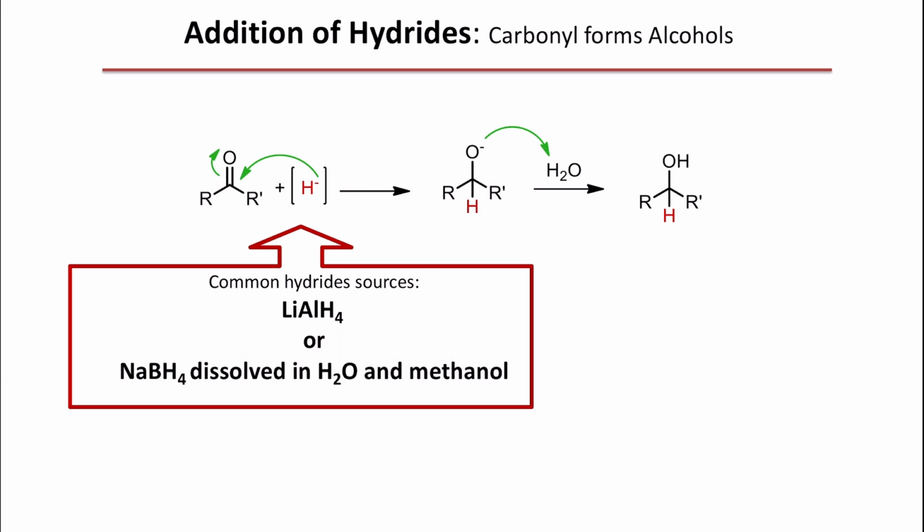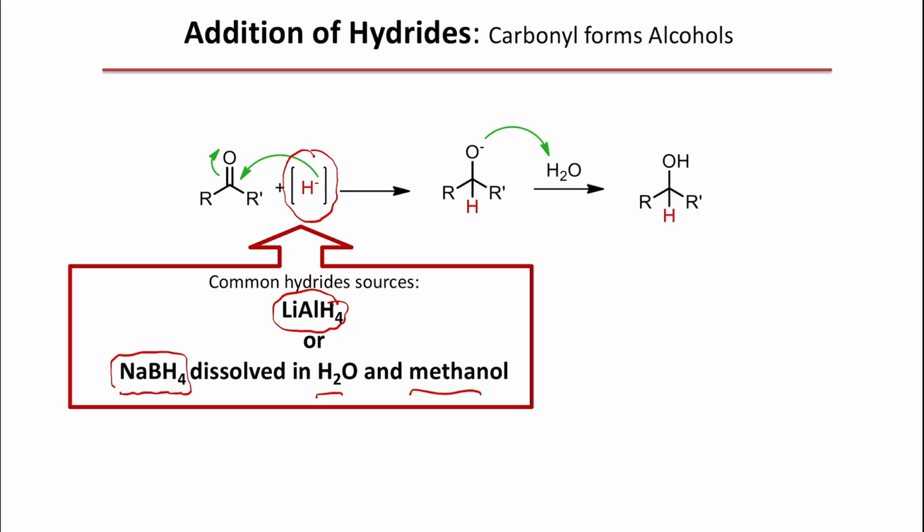One of the reactions we talked about is the reduction of aldehydes and ketones. Aldehydes and ketones can be reduced by reducing agents, and the most common reducing agent we use is sodium borohydride. This is a reducing agent, dissolved in water or methanol, and also there is lithium aluminum hydride. These reagents are a source of hydride. Hydride is a hydrogen with a negative charge.